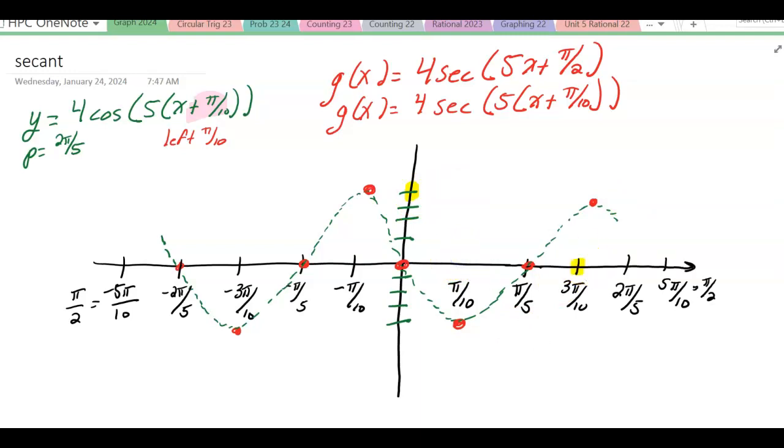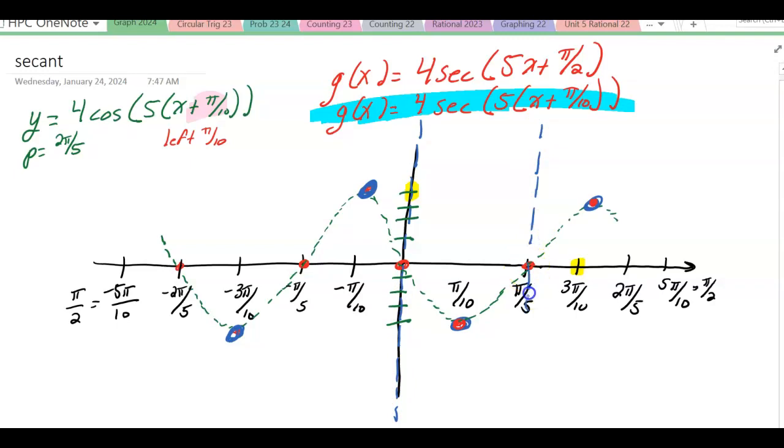And I may have just erased the axes there. So if I wanted to graph g of x, which is the secant, well, we know that the mins and maxes are the same, so these big blue dots are going to be identical. Where the cosine graph hits the sinusoidal axes are asymptotes, so there's an asymptote on the y-axis. There's another asymptote at pi over 5. There's another asymptote at negative pi over 5. And negative 2 pi over 5.